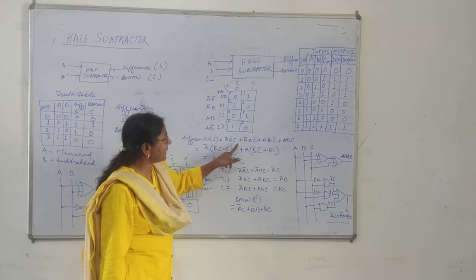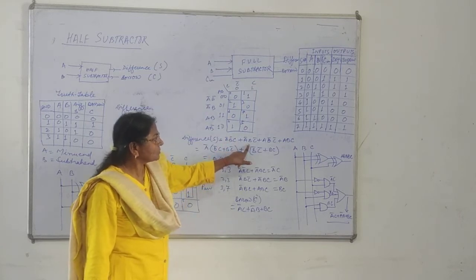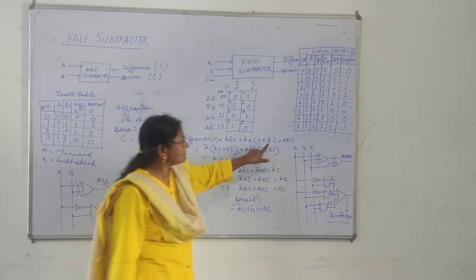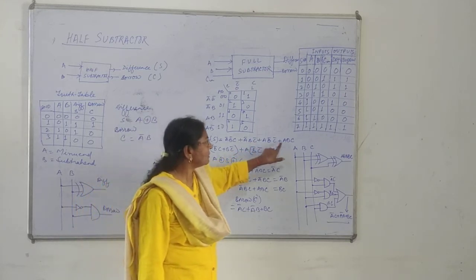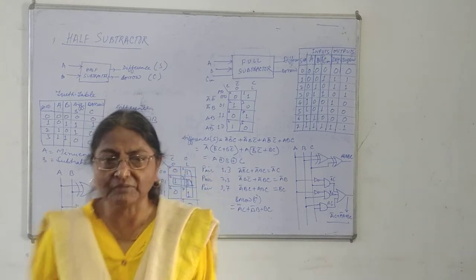A bar B bar C, this one is equal to 1. A bar B C bar, this one is equal to 2. A B bar C bar, this one is equal to 4, or A B C, this one is equal to 7.